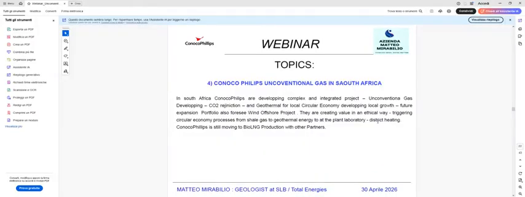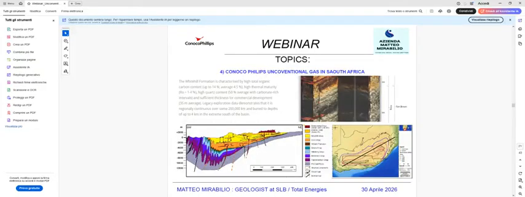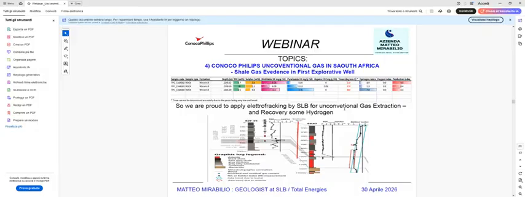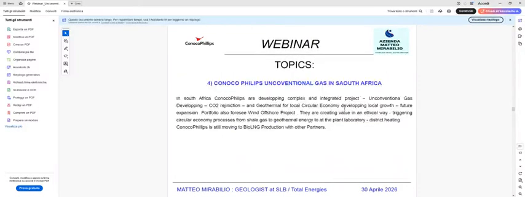So the presence of ConocoPhillips in South Africa started around 20 years ago, and is developing. Today we are developing, as we just showed you, a complex and integrated project for unconventional gas, but we also have the surprise of hydrogen. And with unconventional gas and hydrogen, probably we will have a request also for CO2 reinjection, and we want to improve also geothermal for local and circular economy, developing local growth, future expansion.